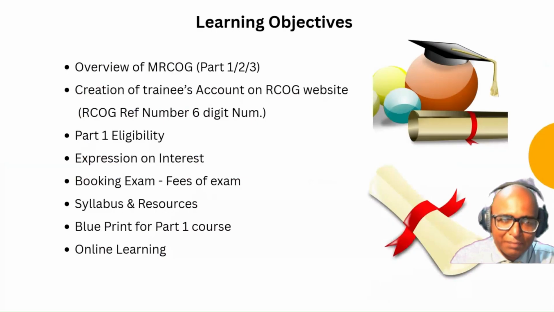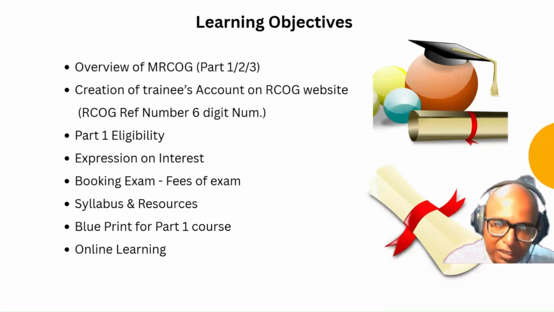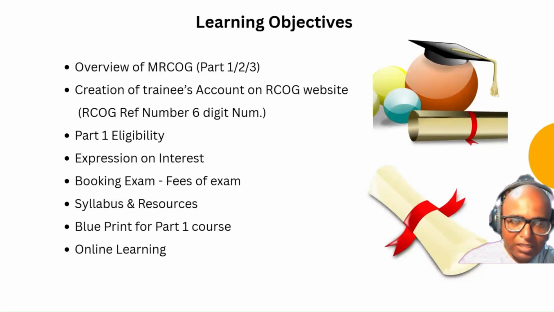Then there are a few important steps when you decide to go ahead with the MRCOG. The first and very important step is the creation of the trainee's account on the RCOG website. It is something like taking admission to your PG course, or getting admitted to a medical college. Once you create a trainee's account, you get a 6-digit RCOG reference number, and this number is very important throughout your career. This number is constant, and you need to use it for your Part 1, Part 2, Part 3. Any correspondence with the RCOG will be through this 6-digit number, and it will be unique for you. So this you have to do.